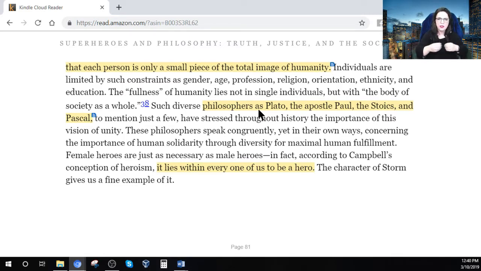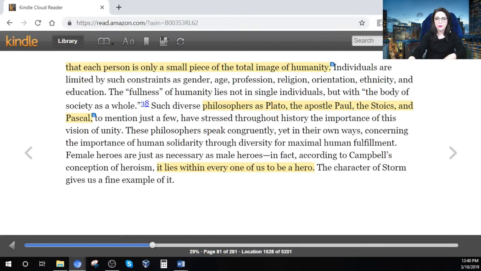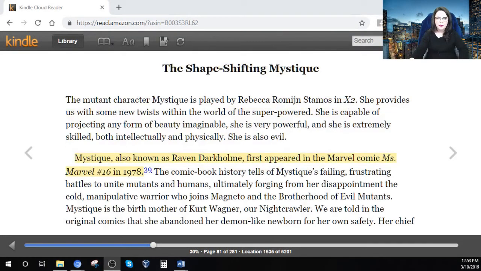And then she challenges us, and she says that if we apply Campbell's conception of the heroic to Storm, and we add on to that Gilligan's care ethics, then we should look to ourselves, and we should look to see how each and every one of us can be a hero. Storm is the perfect hero according to Housel if you're applying Joseph Campbell's heroic theory.